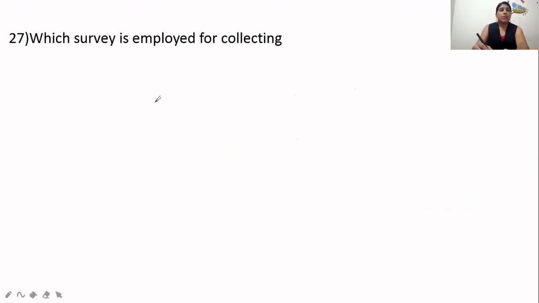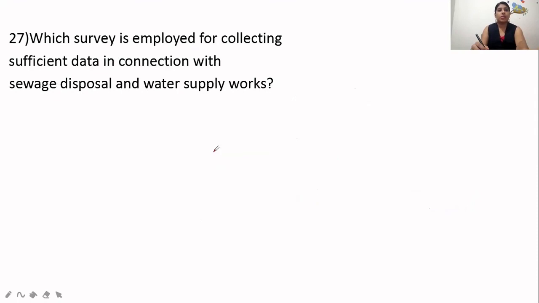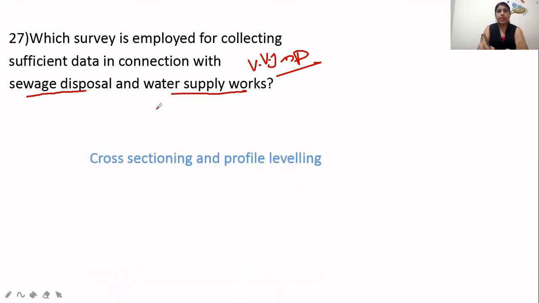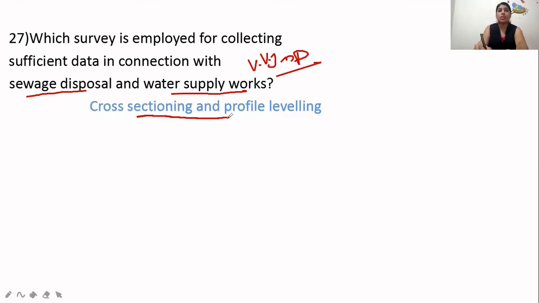Next MCQ is, which survey is employed for collecting sufficient data in connection with sewage disposal and water supply works? This is very, very important. Everybody will be writing that it is a hydrographic survey, but it is not. For sewage disposal and water supply works, mostly it is asked, and the answer is cross-sectioning and profile leveling.